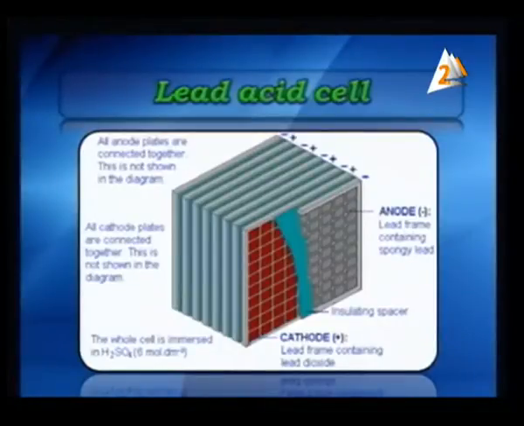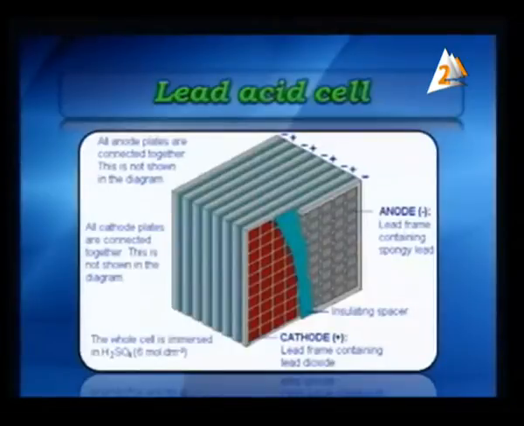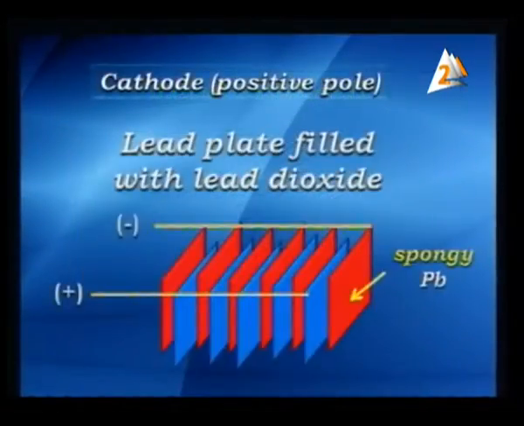So here we have the figure of this lead acid cell. Here the anode plates are connected together. This is shown in the diagram. And all the cathode plates are connected together. This is also not shown in this diagram, but we have what? We have the anode, the negative lead frame containing spongy lead. Also, we have an insulating spacer. Then we have the cathode, which means the positive lead frame containing lead oxide.